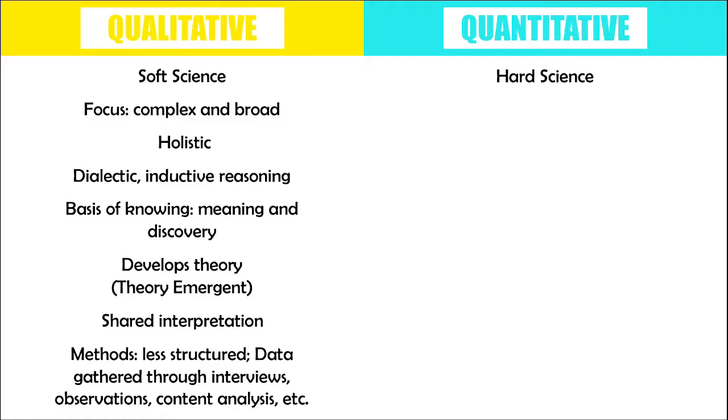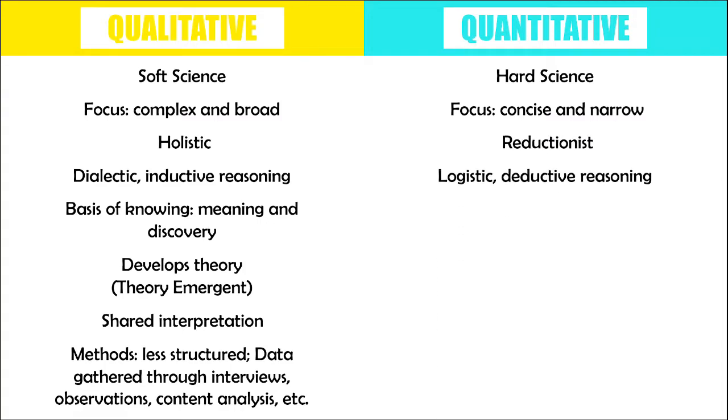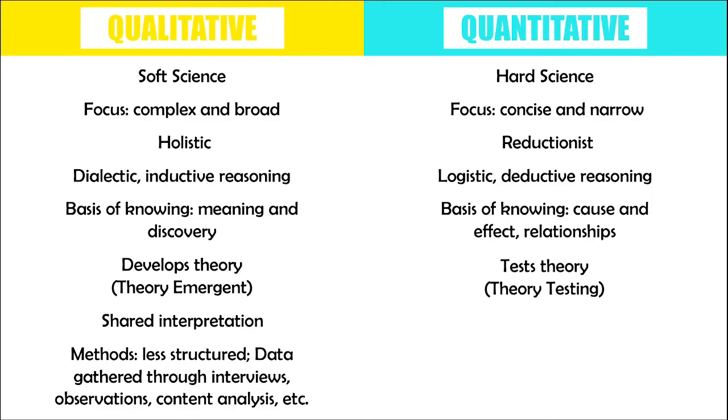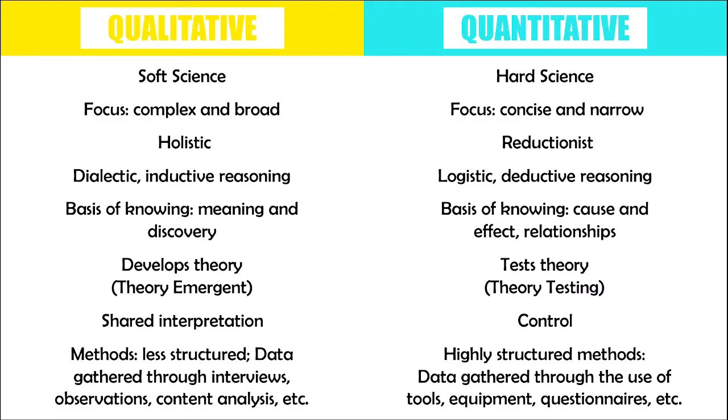In quantitative, hard science. Focus, concise and narrow. Reductionist. Objective. Logistic, deductive reasoning. Basis of knowing, cause and effect relationship. Test theory. Control. Highly structured methods. Data gathered through the use of tools, equipment, questionnaires.